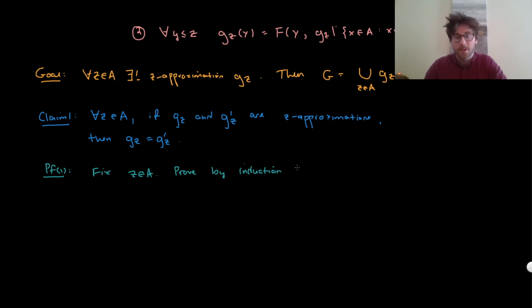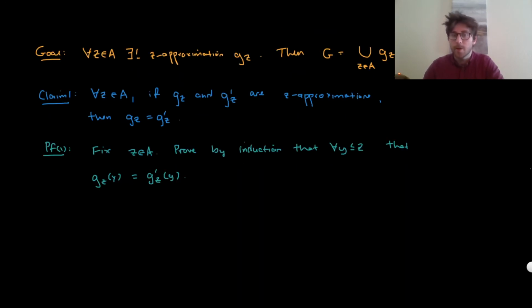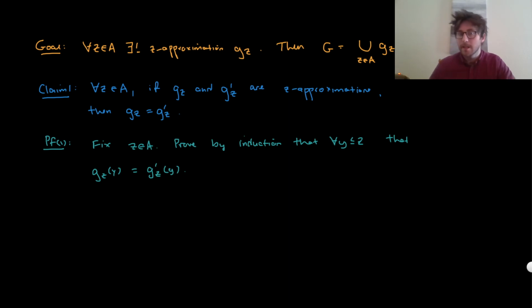So we're going to prove by induction that for every single y that's less than or equal to z, g sub z of y is equal to g sub z prime of y. And how do we prove by induction that something is true for every y less than or equal to something? Well, we fix a y that's less than or equal to z, assume that the statement is true for everything that's less than y, and then argue that it actually had to be true for y.